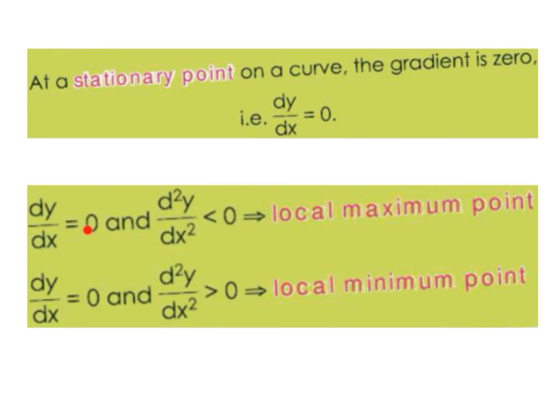So the derivative will equal 0, and then the second derivative will be less than 0 when we have a local maximum point. And likewise, the derivative will equal 0, and the second derivative will be greater than 0 when we have a local minimum point. So second derivative less than 0 for local maximum point, second derivative greater than 0 for local minimum point.